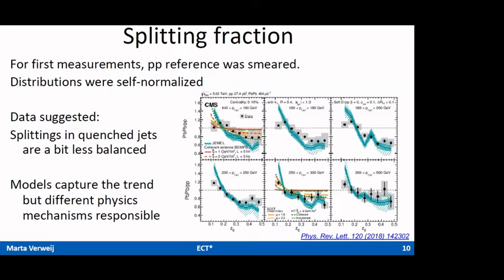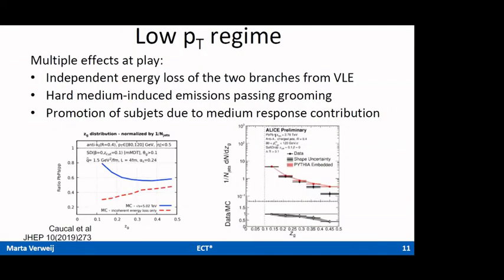Now, there's another thing about this measurement. This is not unfolded. So instead of fully correcting it, the experimental resolution was folded into the pp reference in order to make this ratio and do the comparison. And in recent years, we have seen a lot of improvement on that. On top of that, for this measurement, the distributions were self-normalized, so you were losing the information about jets that would never satisfy the grooming condition. This was all realized and improved now.